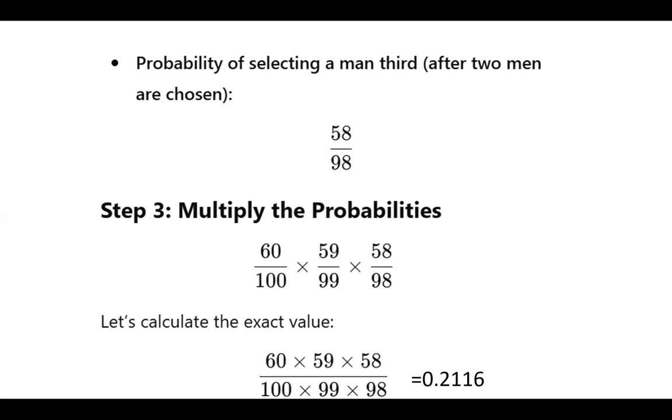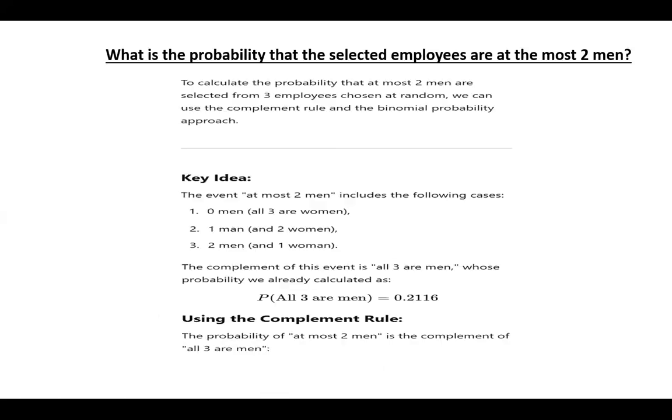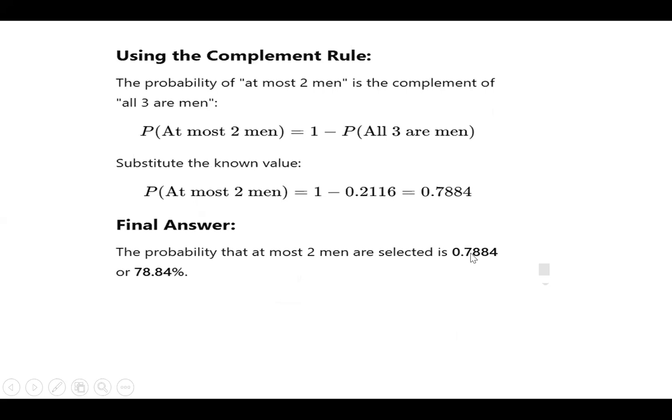Now we want to find out at most 2 men. That means not all 3 men, so that is the complement of that. 3 men means no women are there. At most 2 men means at least one woman is there. So all that you have to do is subtract 1 minus 0.2116, and that gives the answer 0.7884. So the probability of at most 2 men means all 3 men are not there. All 3 men we in any case found out is 0.2116. So at most 2 men is nothing but 1 minus 0.2116, that is 0.7884.